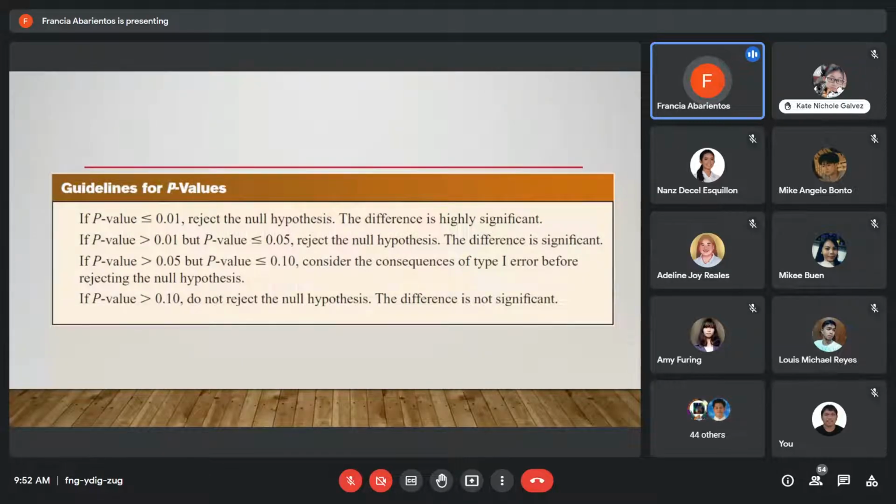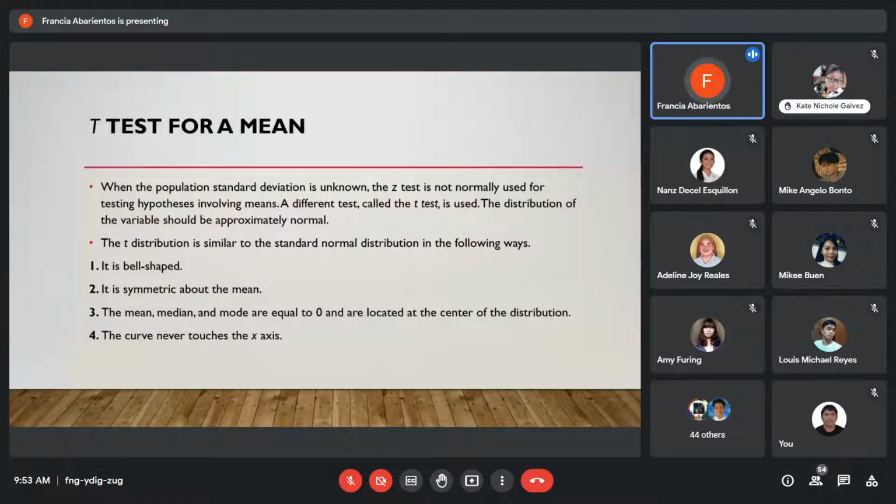So this is now the general guidelines for the p-values. Ayan. If the p-value is less than 0.01, reject the null hypothesis. The difference is highly significant. Ayan. So, madami, class. Open notes naman kayo when it comes to p-value. Okay? Finding the statistic of a given value. So, this is now your second method in hypothesis testing, the p-value. And last but not least, the t-test for mean.